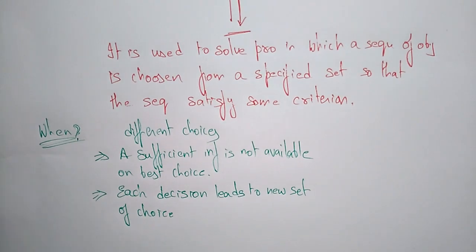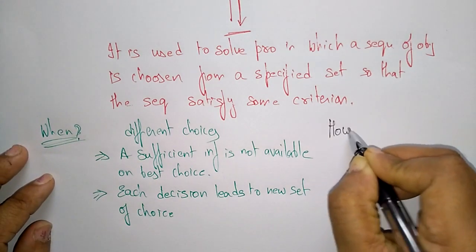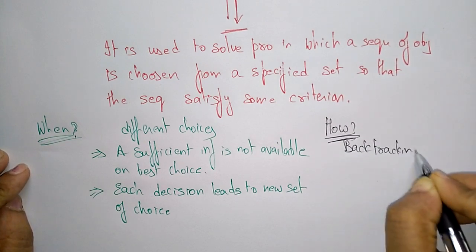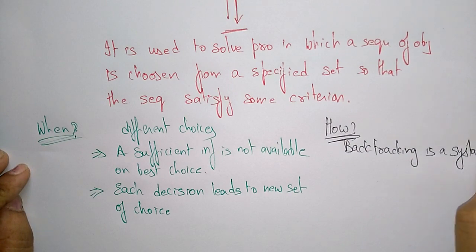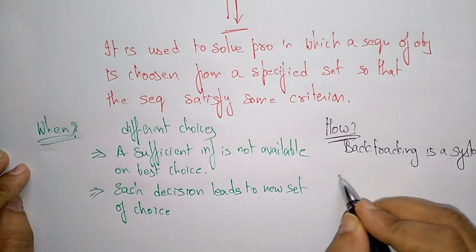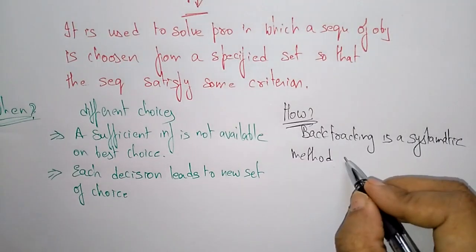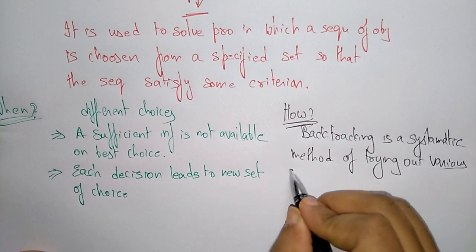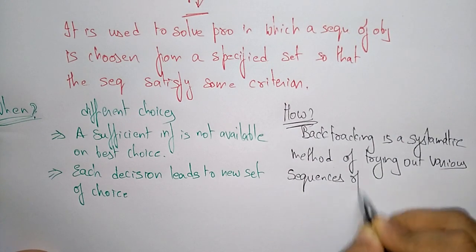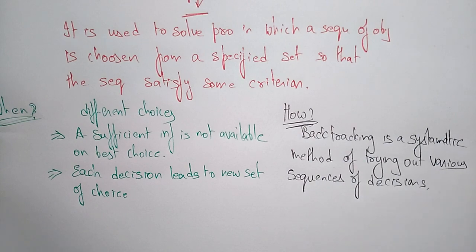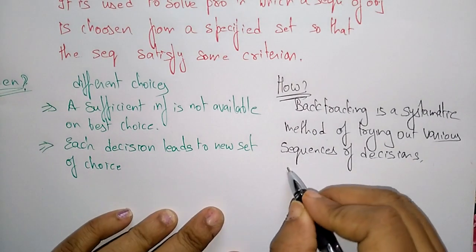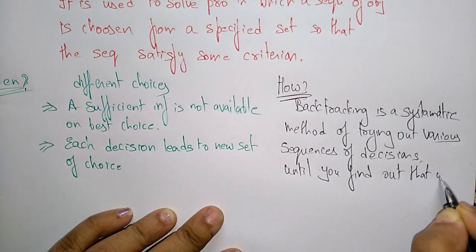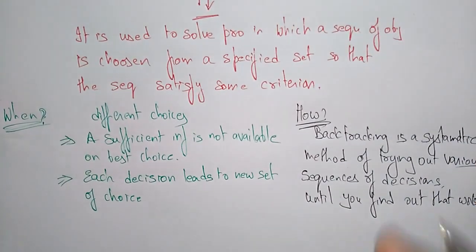So how will we use backtracking? Backtracking is a systematic method of trying out various sequences of decisions until you find out whatever works. In that case, you will use backtracking.